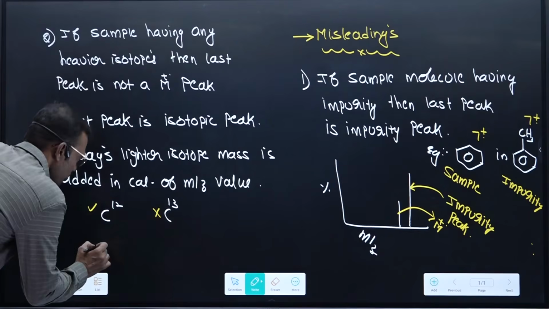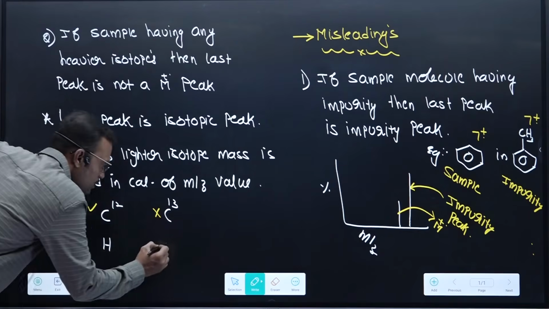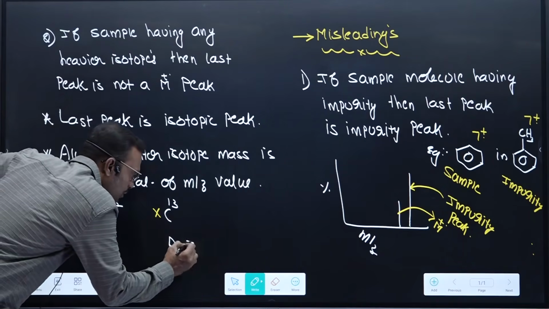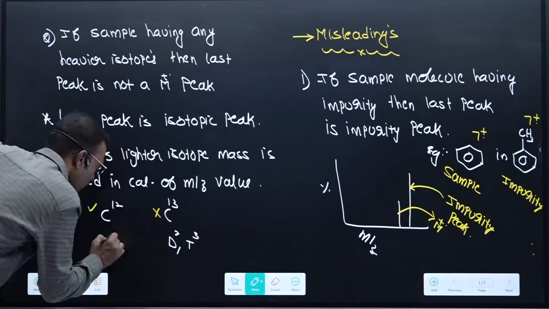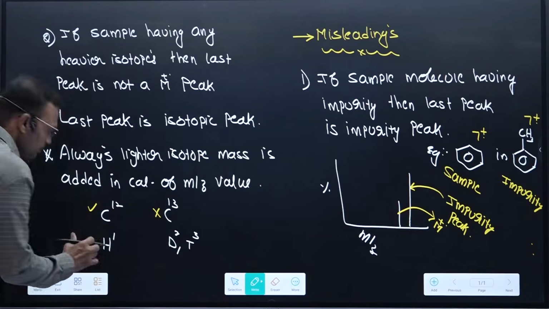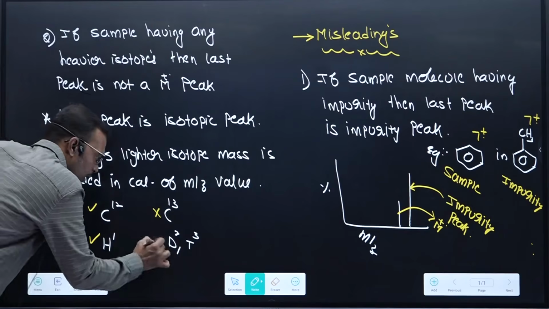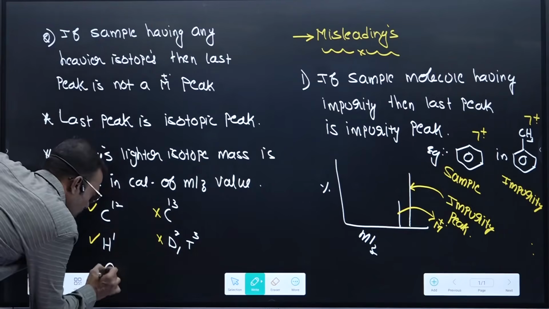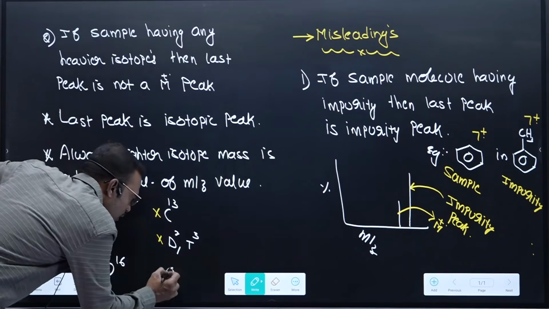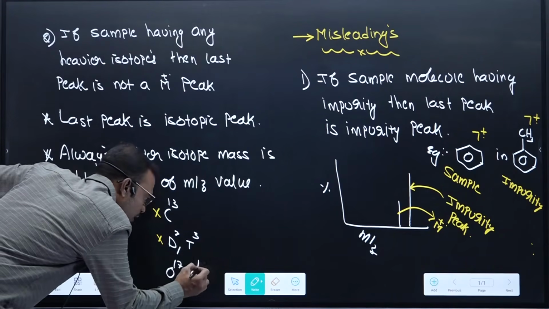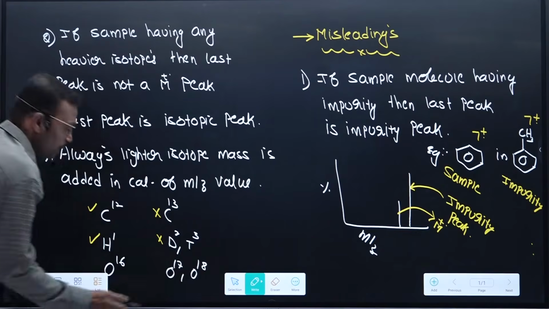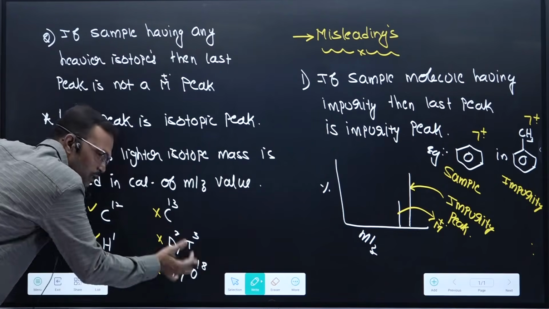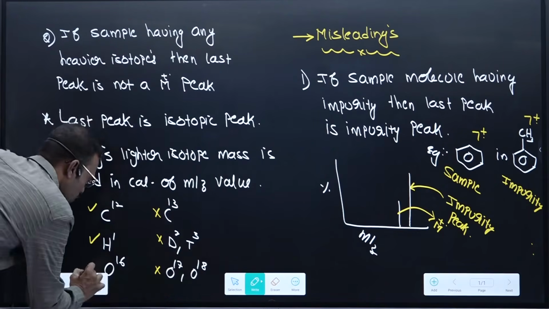Suppose if I take hydrogen, then deuterium is there and tritium is there. This is 2 and this is 3 and this is 1. Now which should I consider? Hydrogen 1. Don't consider D2, T3. Suppose if I take oxygen, how much here? 16. And even O17 is available, O18 is also available in the earth crust. But I am not taking O17, O18 because the availability is very poor.